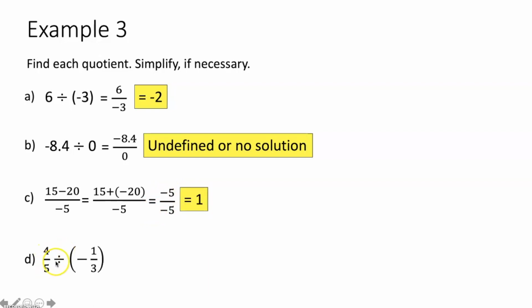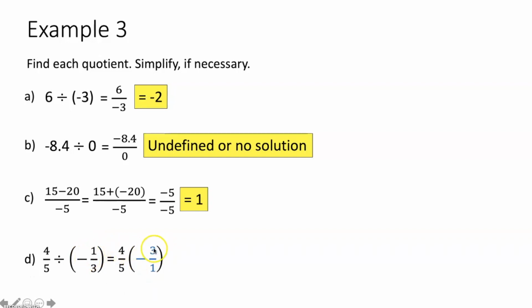Part D, we have 4/5 divided by -1/3. So we are dividing two numbers that have different signs. Anytime that happens, your answer is going to be negative. But here, we're dividing by a fraction. Remember, anytime you divide by a fraction, you need to rewrite it so it's multiplying by the reciprocal. So our 4/5, our first number, stays the same. It's still going to be 4/5. Our division sign is going to change to multiplication, and we're going to take the reciprocal of this fraction, our divisor here, which is going to be -3/1.